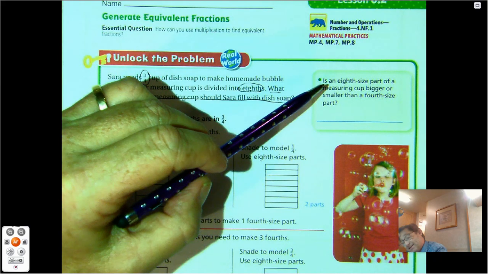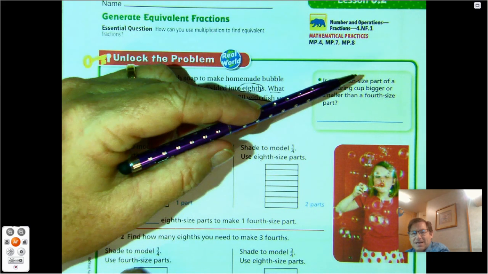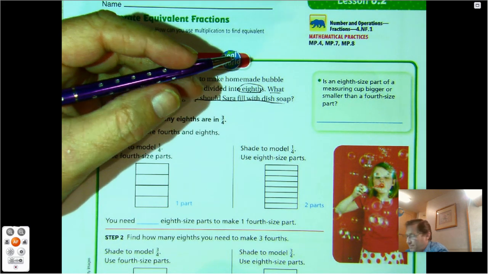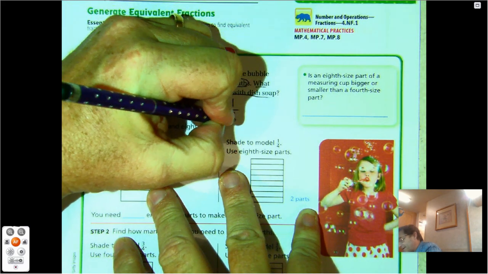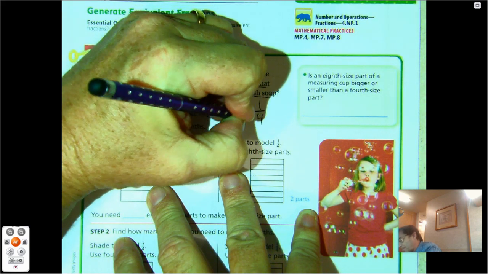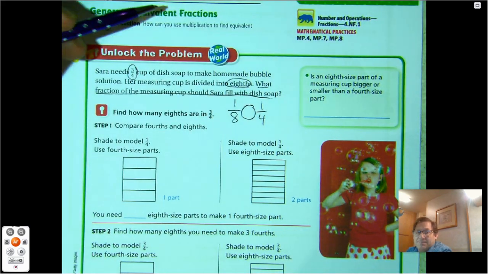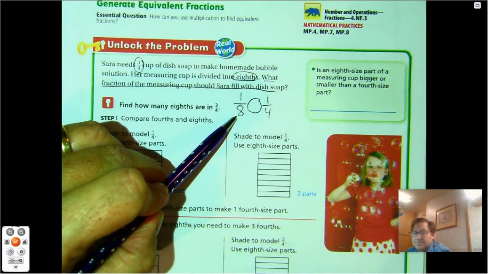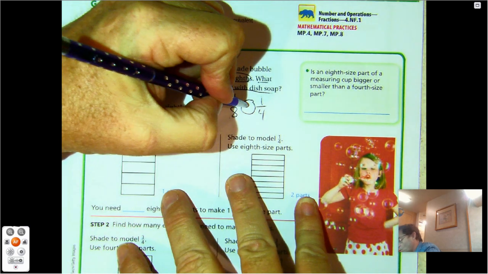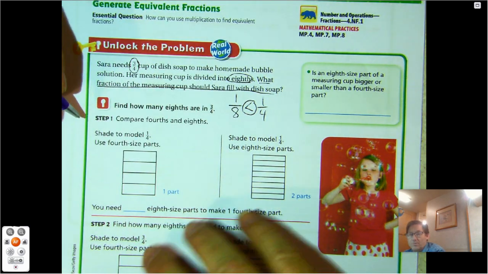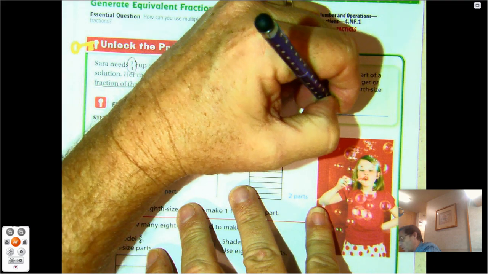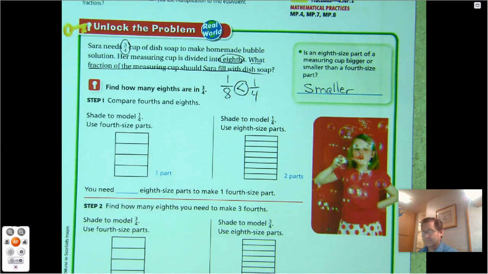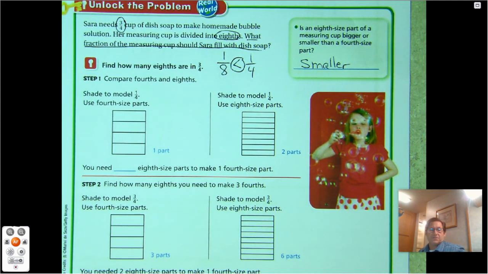And so a basic question we need to ask ourselves is, is an eighth size part of a measuring cup bigger or smaller than a fourth size part? Well, keep in mind, if you were asked to compare these, the larger the denominator, the smaller the pieces. Okay, so 1/8 is less than 1/4. So we'd say it's a smaller part. Okay, so now, how can we solve this problem?